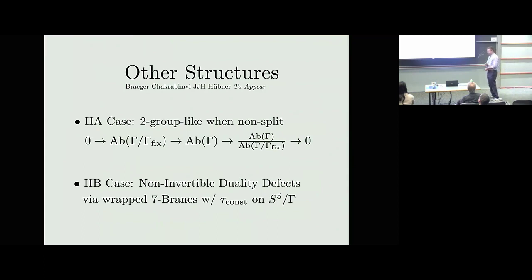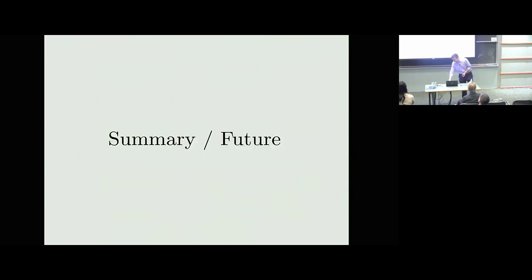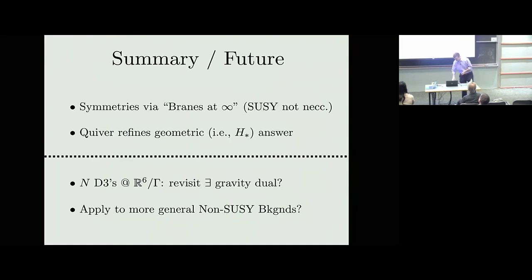Okay, so I think I'm almost out of time, so I'll sum up and talk about future directions. So what did I tell you about? So I reviewed this branes at infinity picture for how to engineer symmetry operators in the context of various kinds of quantum field theories and so on. But one of the things I want to stress is that because they're off at infinity, supersymmetry doesn't really play any role.